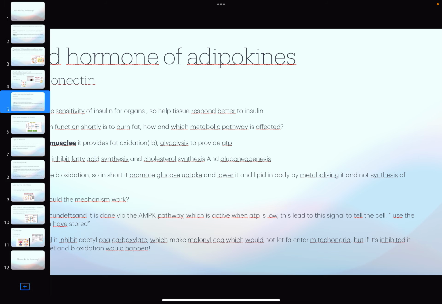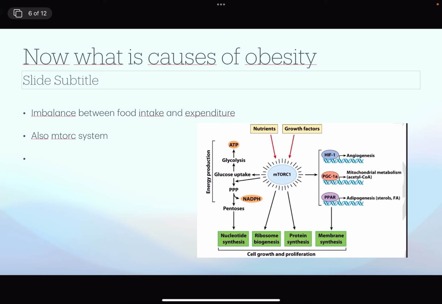Okay. And what are the causes of obesity? I will not put so much energy into this part, because even if I take an idiot and explain it to him, I think he will know what causes obesity. Basically, obesity is when you are overweight, and of course, what would make you overweight? An imbalance between food intake and expenditure.